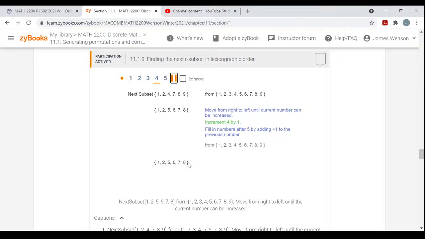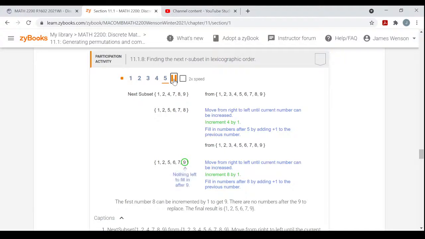Then do another example. What would be the next one here? Now I can bump 8 up to 9, can't I? So I can bump 8 up and make it 9, and that would be it. That would be the next 6 subset in lexicographic order. So very simple, that one.